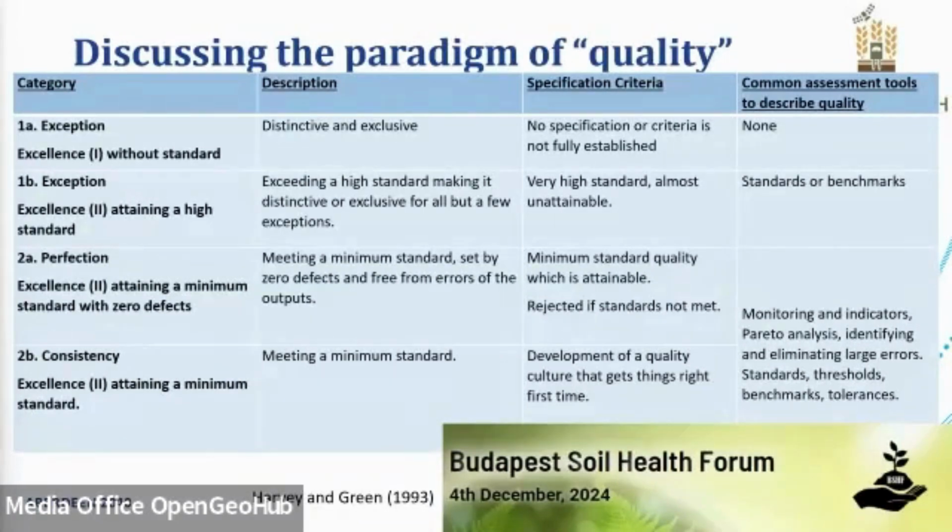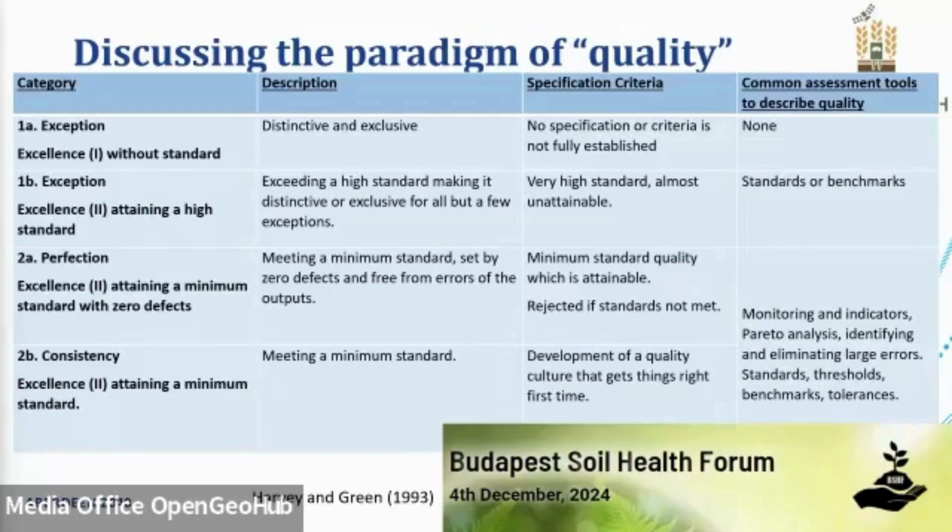If we look at trying to attain a high standard, we look at making things that are distinctive or exclusive for all but a few exceptions. But we're still wanting to get to a very high standard, though that can be almost unattainable. But we are looking at things like standards or benchmarking as a basis for this. We're also looking at, as we move further across the category scheme, if you will, the art of perfection.